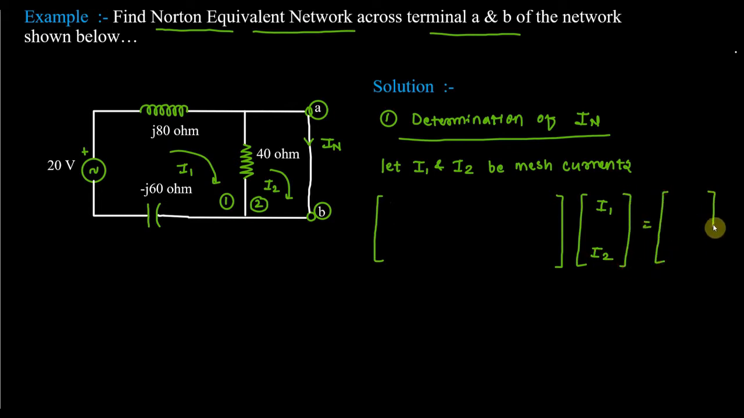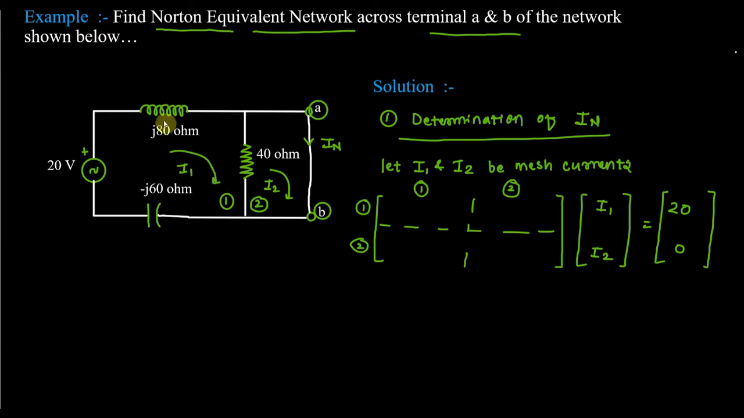I will write down the voltage matrix first. In the first mesh there is one voltage source of 20, plus minus. If you follow the clockwise direction, it will be a voltage rise, so this will be 20 in the first mesh. In the second mesh there is no voltage source, so you substitute 0 here. As there are two meshes, there are four elements in the impedance matrix. Note down the four elements.